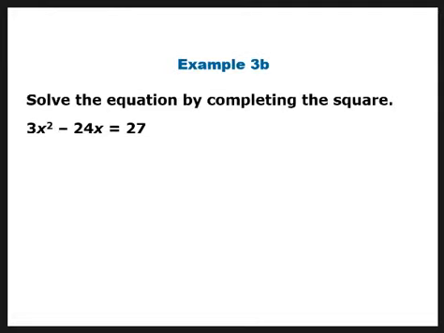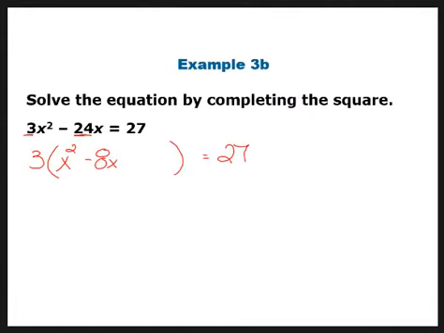Now, this is pretty much set up for me already. I have my x squared and my x on the left side of my equation. All my constant terms are on the right. So what I'm going to look at here first is this and this have a 3 in common. So I'm going to take out a 3, leaving x squared minus 8x. I'm going to leave a space, and that equals 27.